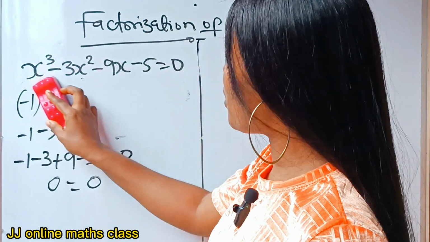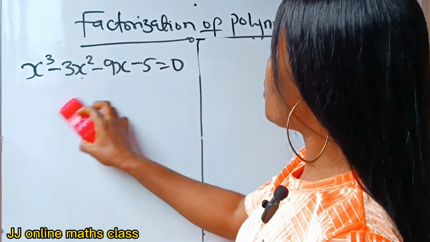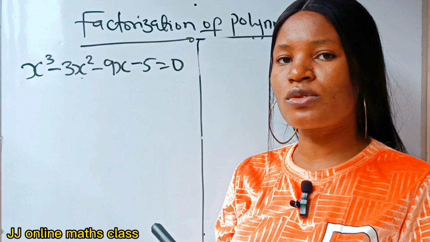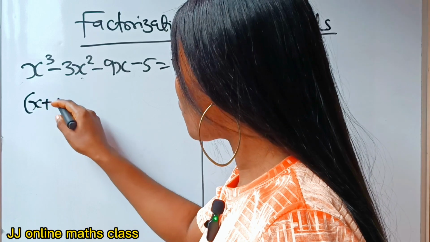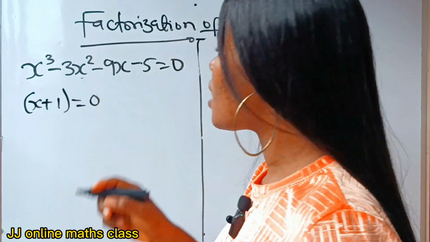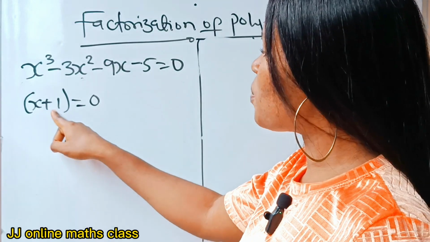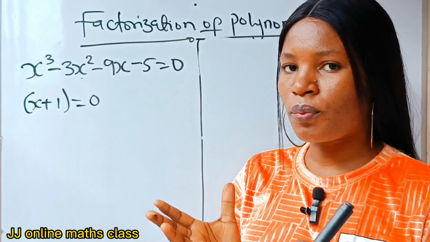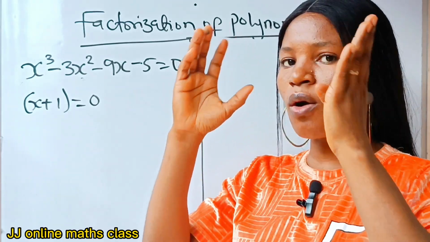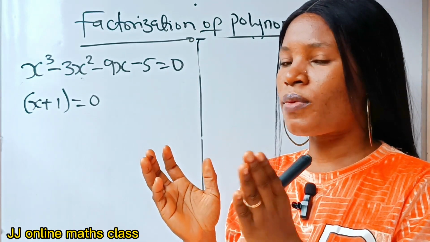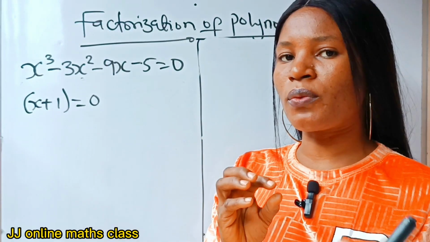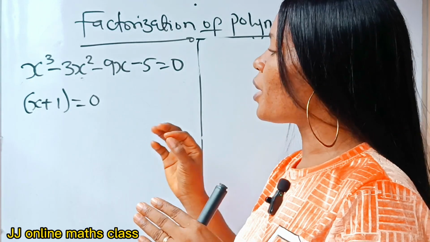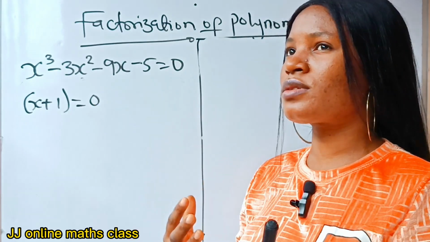Now, that minus 1, which is a root, this is what you are going to do now. You'll now say that x plus 1 is equal to 0. That is, x plus 1 is a factor. X plus 1 is now one of those factors. Alright? So this x plus 1 now is the first thing we will use. Remember that we said we substituted.